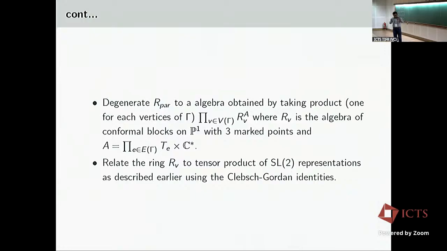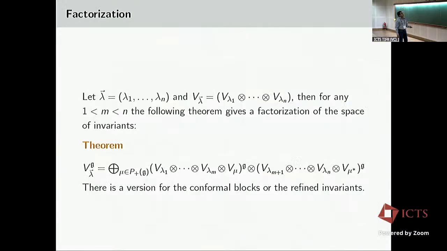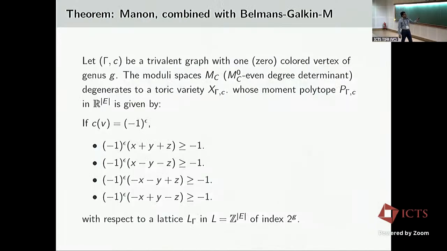Basically, you start with a curve, you degenerate to a nodal curve, and then you go to this algebra where you have a P1 with 3 points, and the 3-point case can be handled by Clebsch-Gordan identities. And that's why you have all these polytopes. And as you see in this equation, in the polytope equation, you have this thing for every vertex. So that's why. So this is the Clebsch-Gordan and the perimeter.